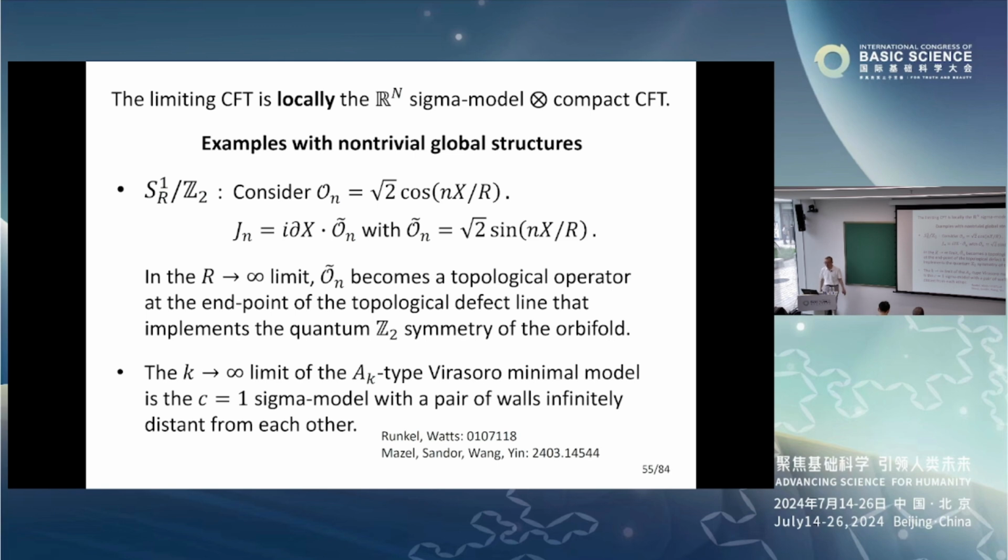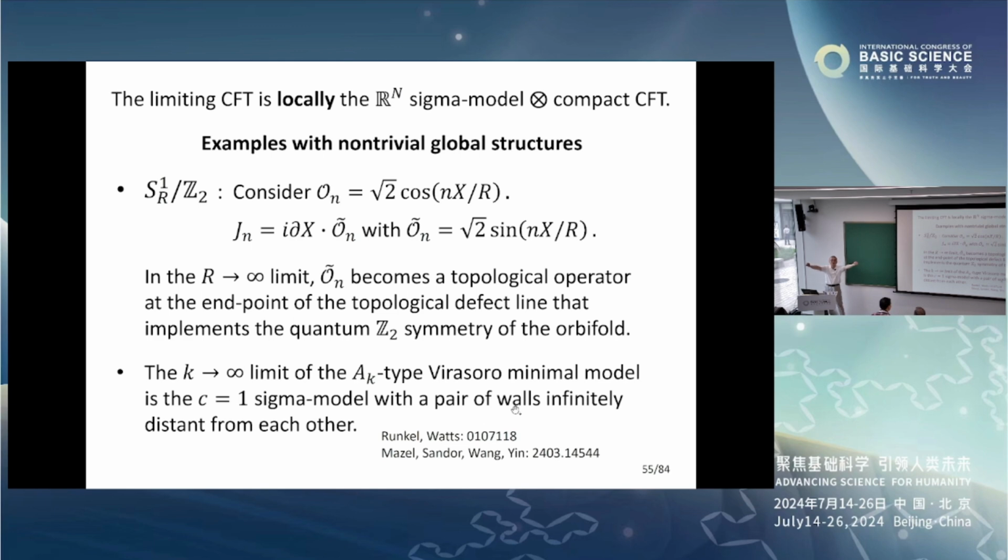There is also another very interesting example, which is the k goes to infinity limit of a k-type Virasoro minimal model. So it's a diagonal minimal model, and you take k goes to infinity, and you get a c equal 1 sigma model. There was actually a very interesting work by Runkel and Watts in 2001, where they studied this limit and found that it looked like there is a flat space sigma model in one dimension, which is reasonable because a c equal 1 theory is like that.